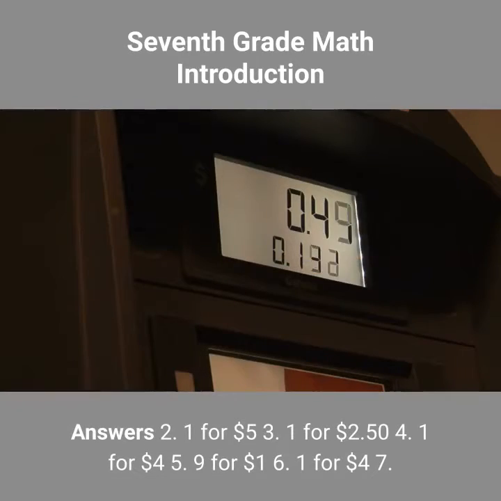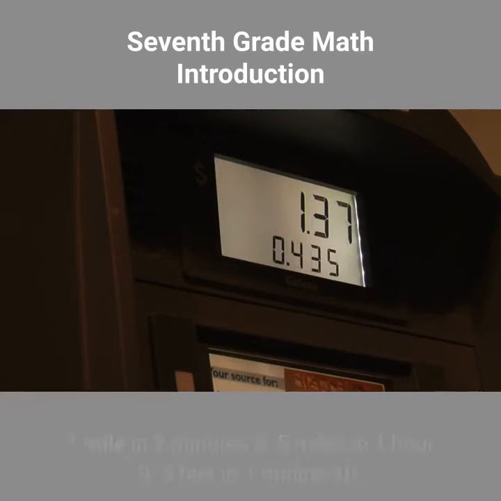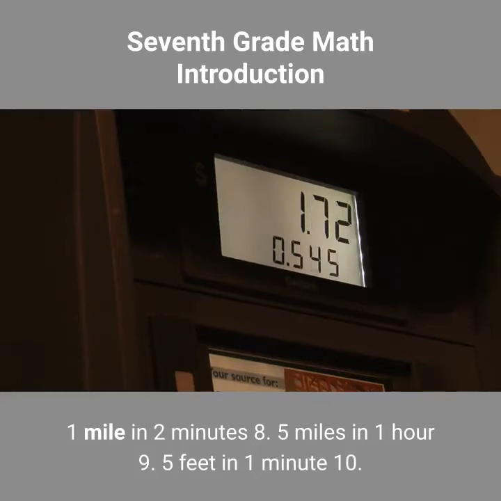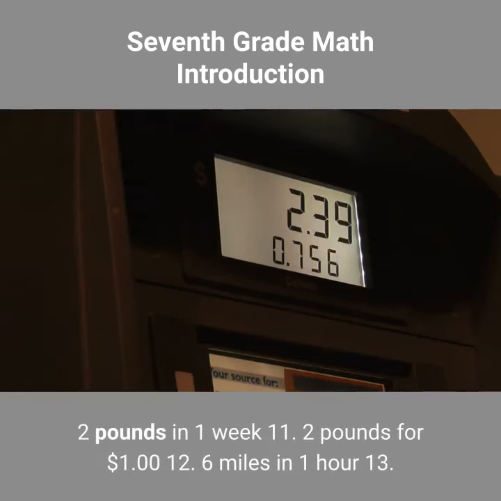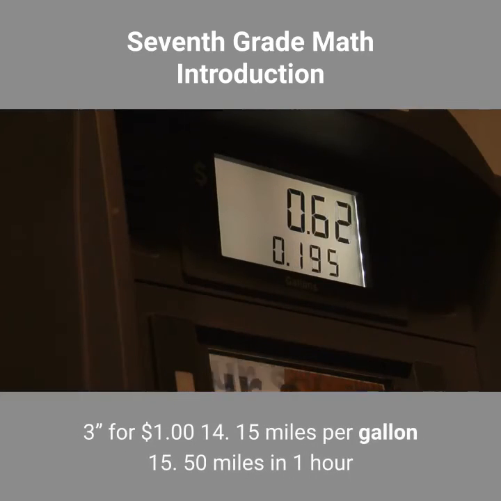Answers: 1. 1 for $5. 3. 1 for $2.50. 4. 1 for $4. 5. 9 for $1. 6. 1 for $4. 7. 1 mile in 2 minutes. 8. 5 miles in 1 hour. 9. 5 feet in 1 minute. 10. 2 pounds in 1 week. 11. 2 pounds for $1. 12. 6 miles in 1 hour. 13. 3 inches for $1. 14. 15 miles per gallon. 15. 50 miles in 1 hour.